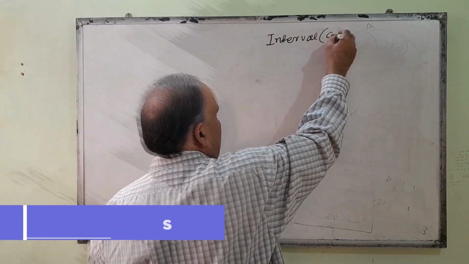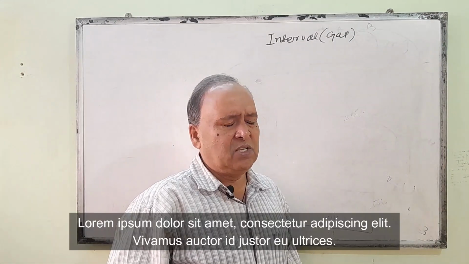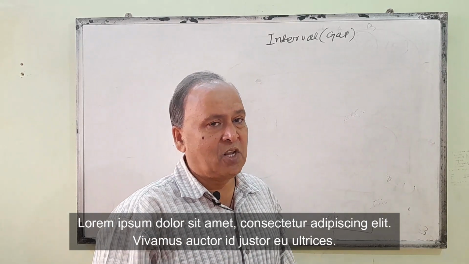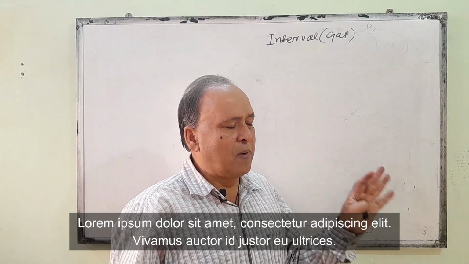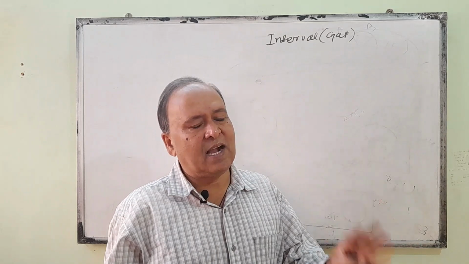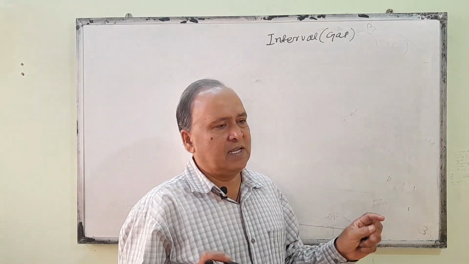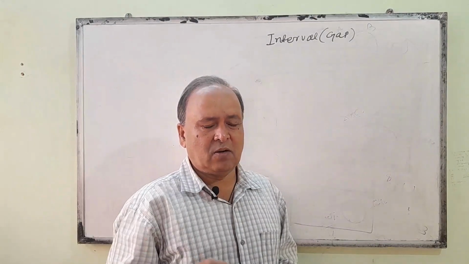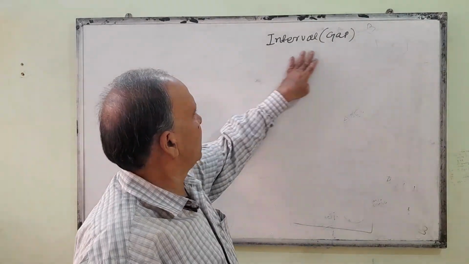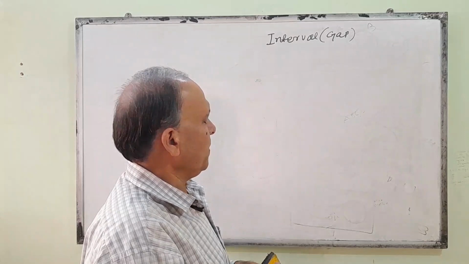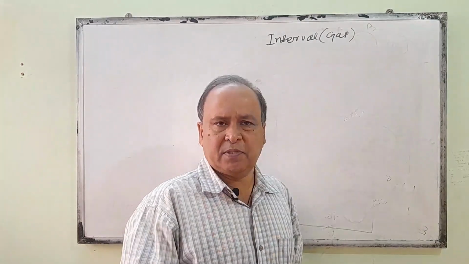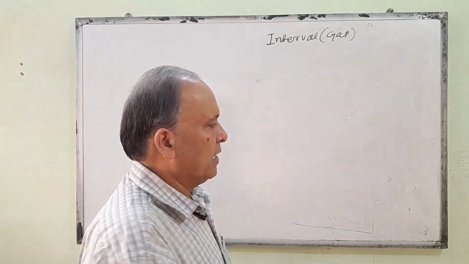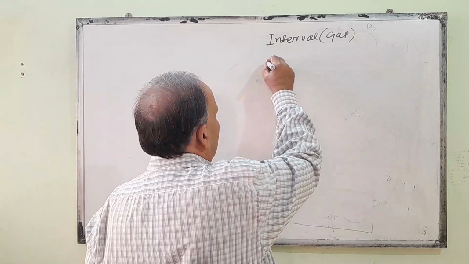Now come to your intervals. Interval means what? Gap. Suppose in a school there is an interval. Suppose your first class, second class, third class. After the third class there is some interval or recess. After that other classes continue. So this is the interval or gap. Remember, there are 4 types of intervals.